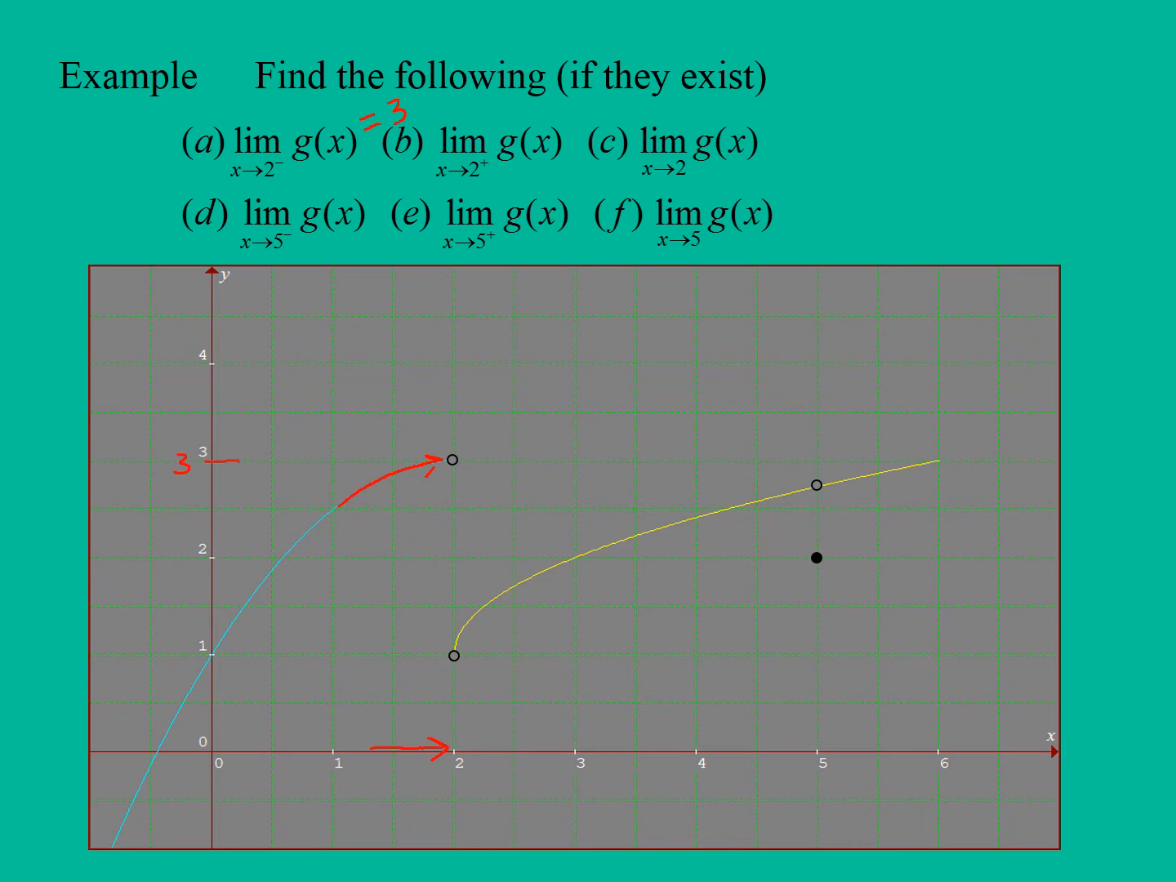Part B, the limit of g of x as x approaches 2 from the right. Again, this is a one-sided limit. So I'm only concerned with what's happening from the right of 2. So I look at the values of x approaching 2 from the right, analyze what's happening with the y values, and it looks like they're approaching 1. So for part B, I would say this limit equals 1.